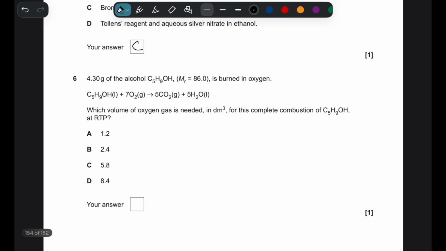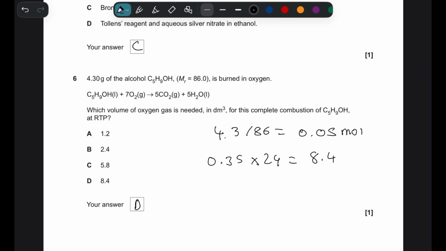Now, calculation real quick. What we need to first of all find, if we're working out the volume of oxygen gas at room temperature and pressure, we know we're going to use the ideal gas equation, right? So we need to find the number of moles of oxygen. We're going to do the 4.3 divided by the Mr, which was kindly given to us as 86. So I'm going to pop that into my calculator, and I got 0.05 moles. That's a 1 to 7 ratio, so we'll just do 0.05 times 7. Then we're going to get 0.35 moles of oxygen. And then if we're using the ideal gas equation, just multiply it by 24, and that should give us our answer. So 8.4, which is D.